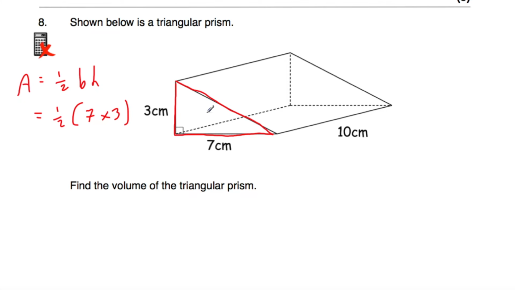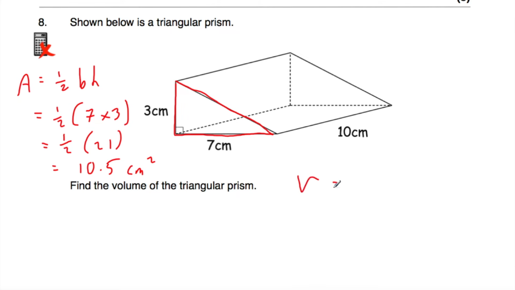But I think a much easier approach for this question would be to do 7 times 3, which is 21, and then half it. So 7 times 3 is 21, so we're going to do half of 21, and half of 21 is 10.5 centimeters squared. So that's the area of that triangle, 10.5 centimeters squared.